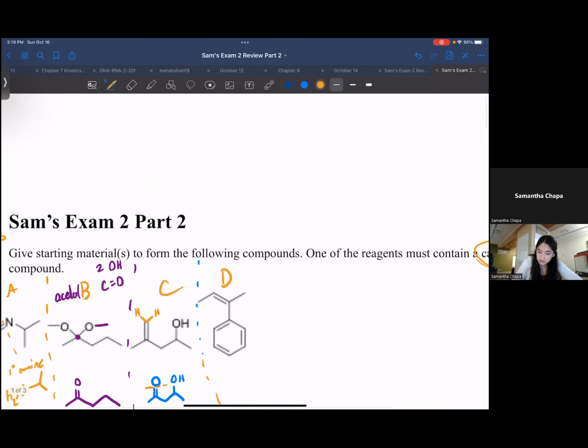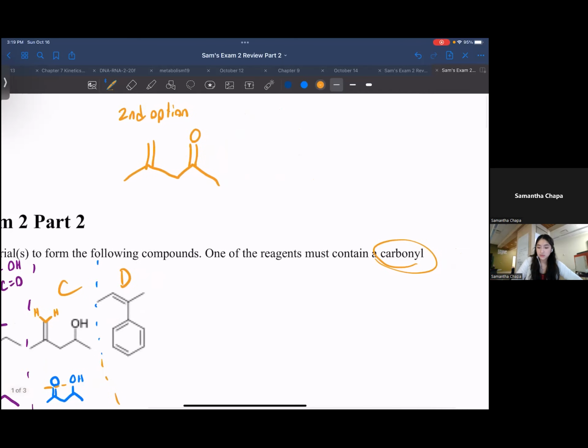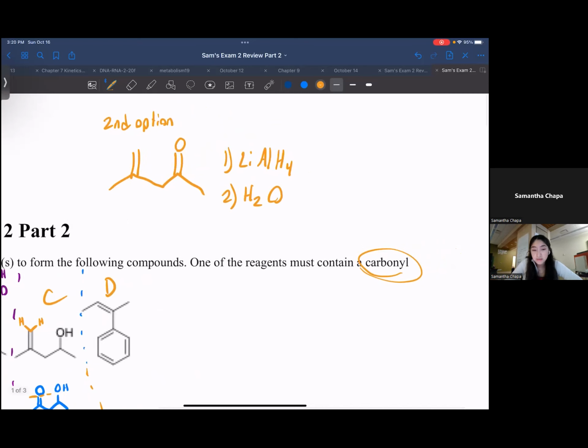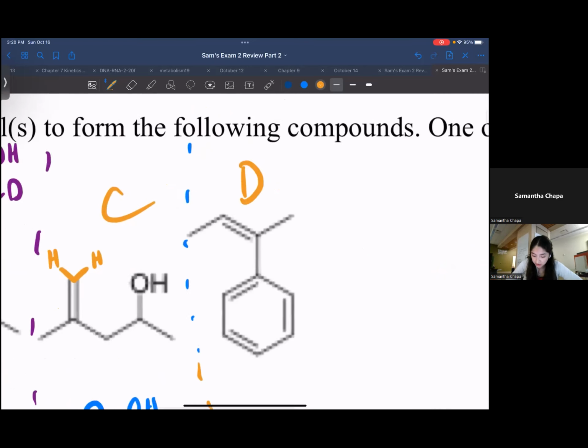The second option was to just leave that double bond there, make a carbonyl where the oxygen was, and react it with lithium aluminum hydride as step 1, and H2O as step 2. That could have been your second option. And we know that it would attack one time with the hydride and then protonate, right? to make this compound right here.